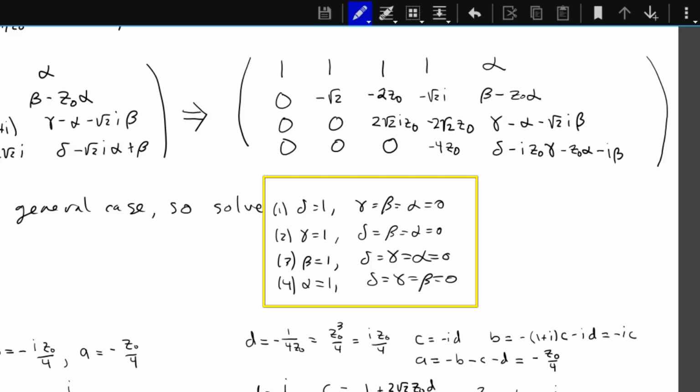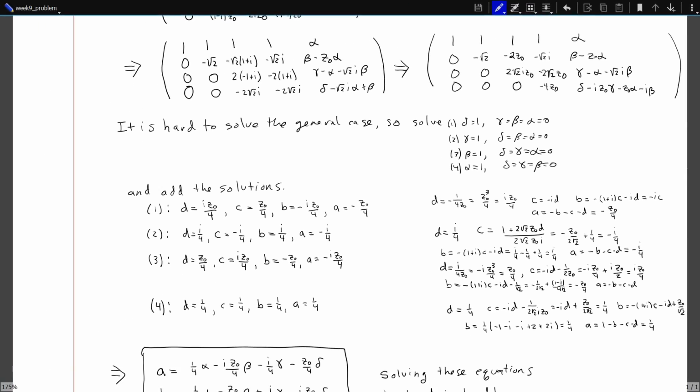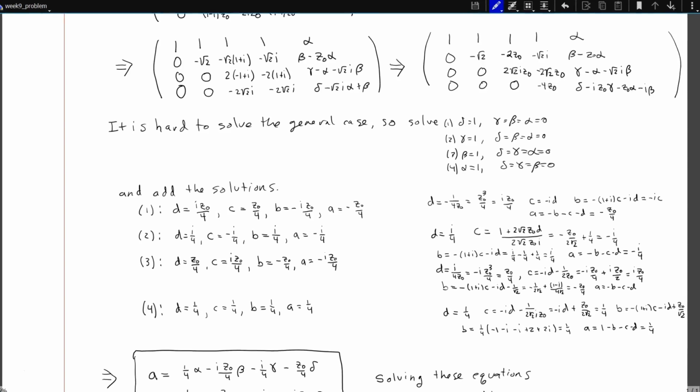We're going to take the first one, multiply it by delta, the second one, multiply it by gamma, the third one, multiply it by beta, and the fourth one, multiply it by alpha, add them all together, and that will give us the final solution. So let's look at the first case where I'm setting delta equal to 1.